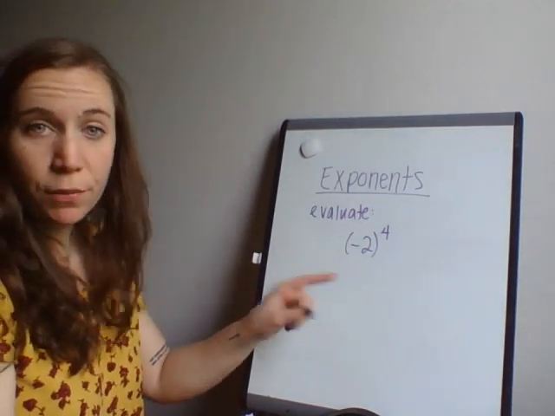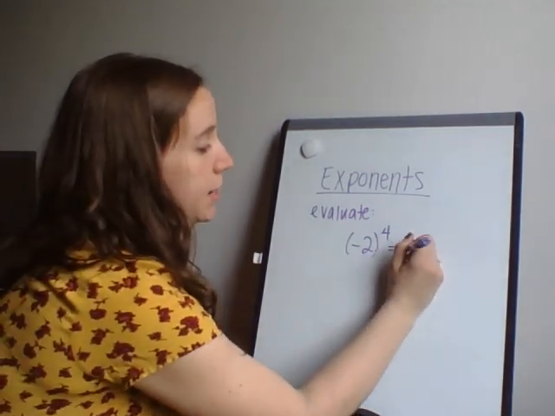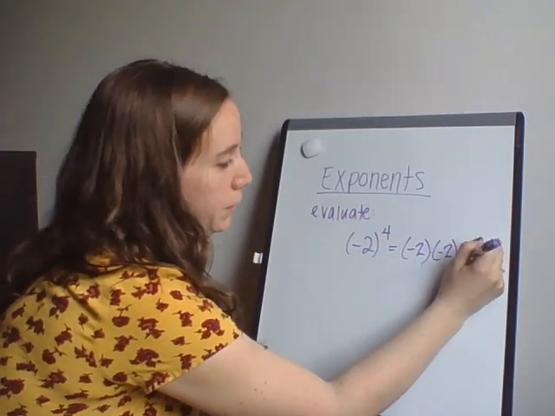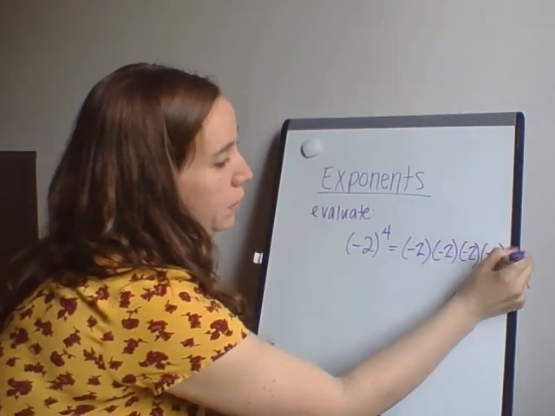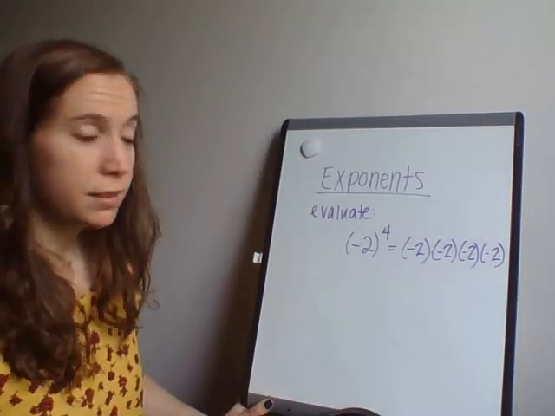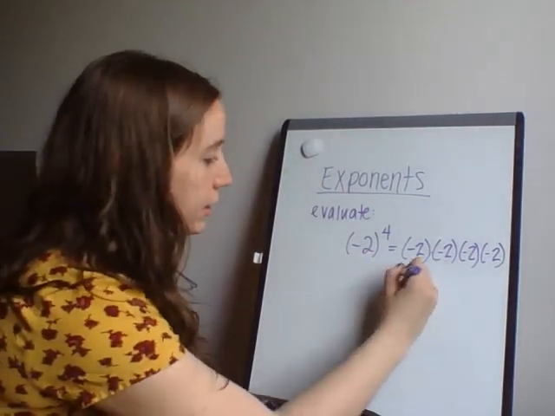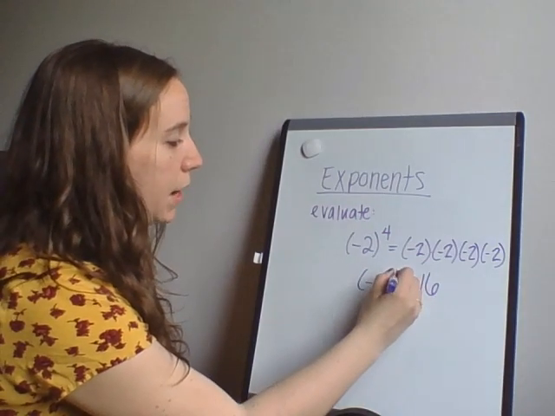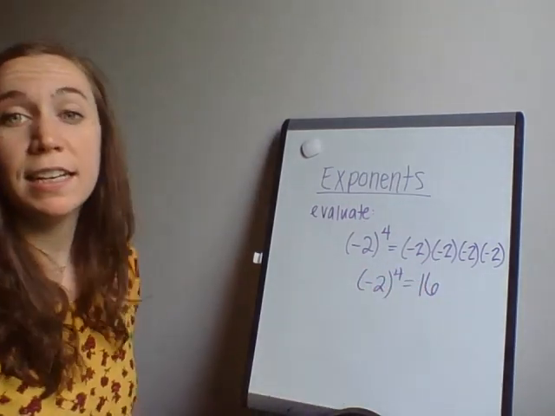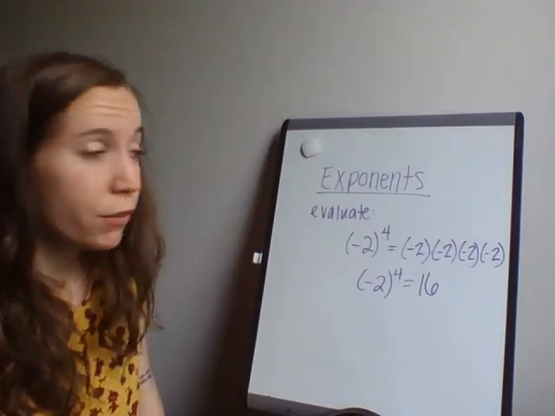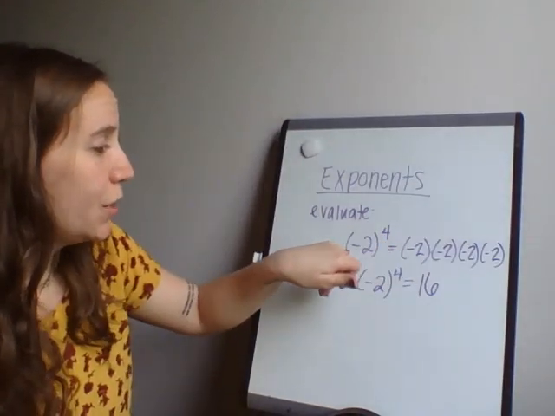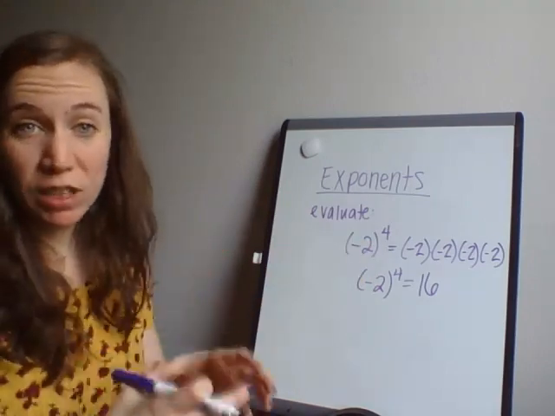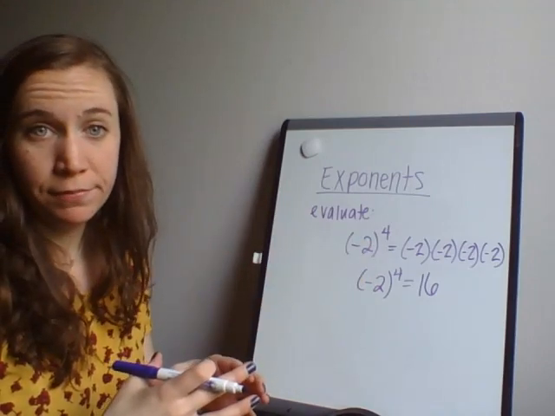So (-2) to the 4th power is the same as -2 times -2 times -2 times -2. Plug that into your calculator and you get 16. So that means (-2) to the power of 4 equals 16. Now this is where you want to be a little careful because that 4 belongs to the -2. Since this is in parentheses, that 4 belongs to everything inside that parentheses, right?